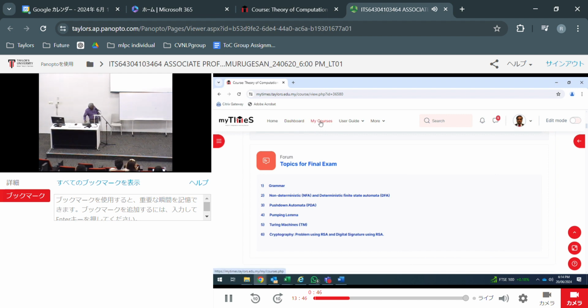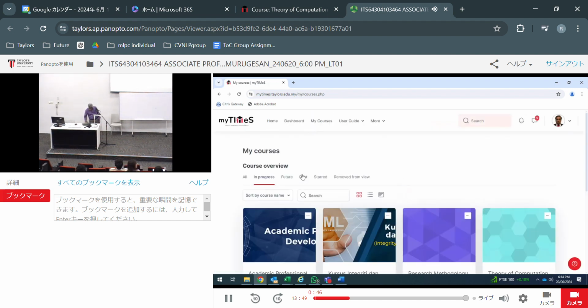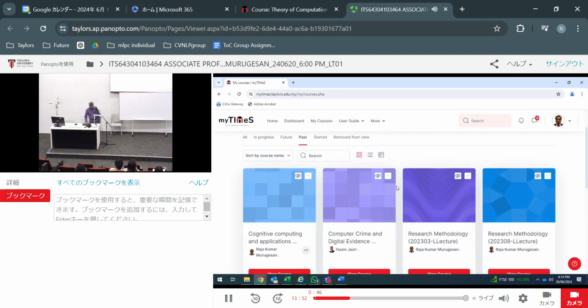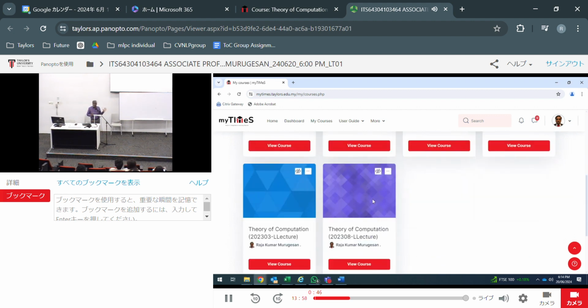You can see all the past modules are there. Theory of computation, March 2023, August 2023, all are there. Okay, so nothing is deleted, it's there. So you can see it until you have finished this semester, your module site.